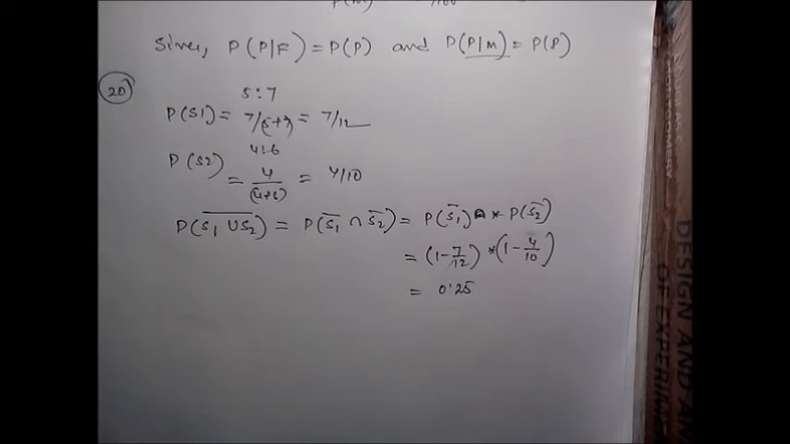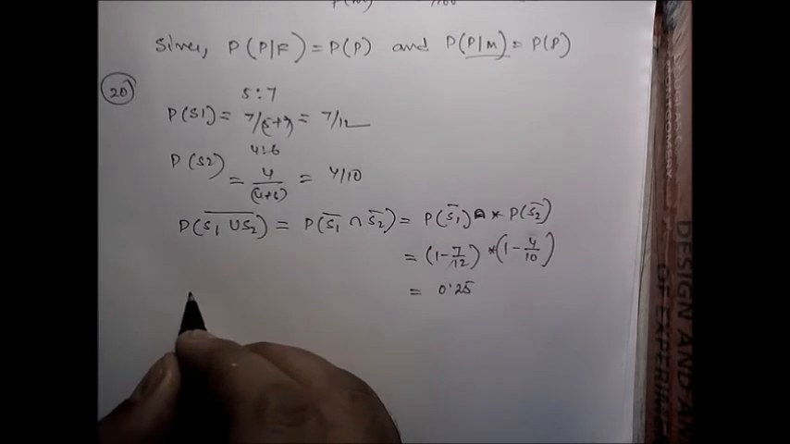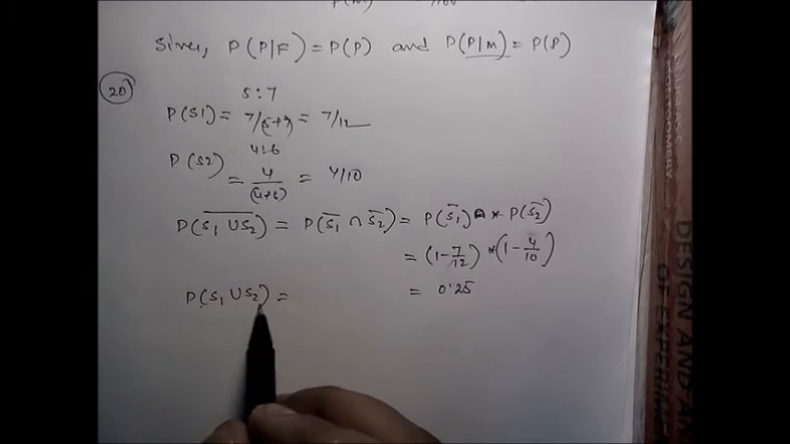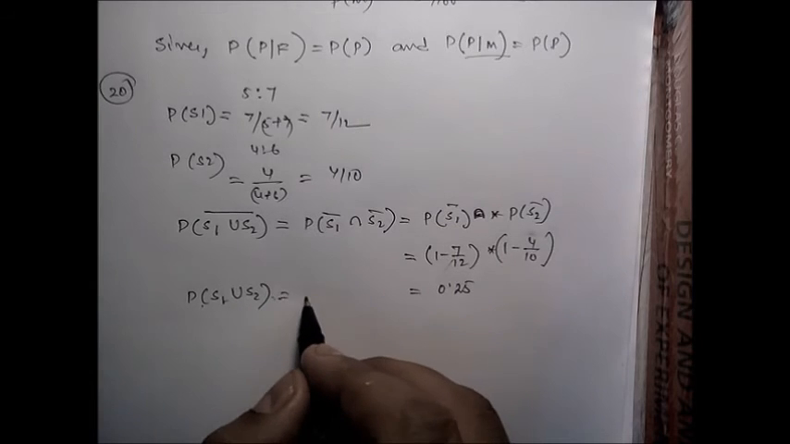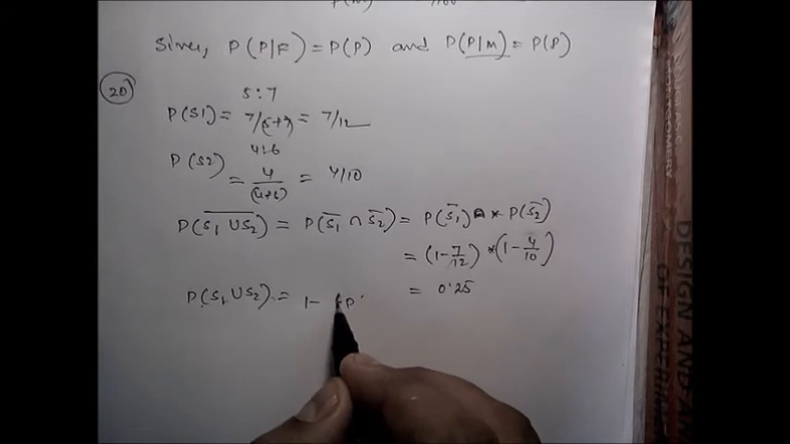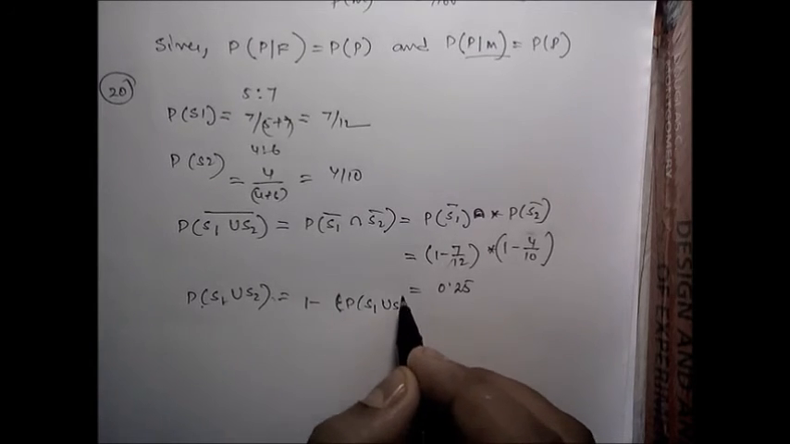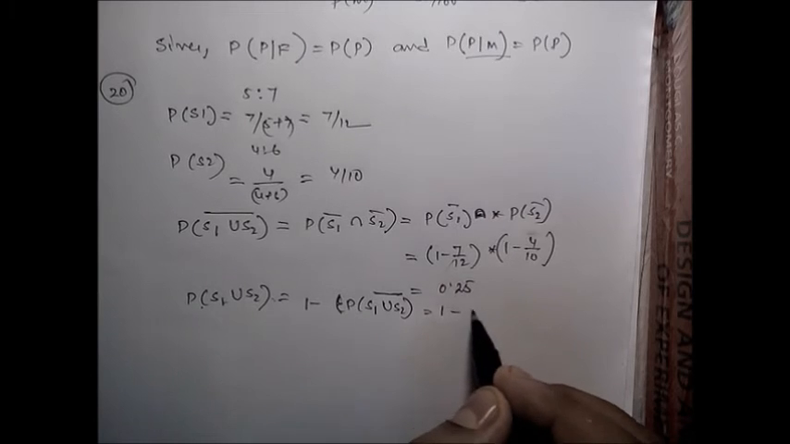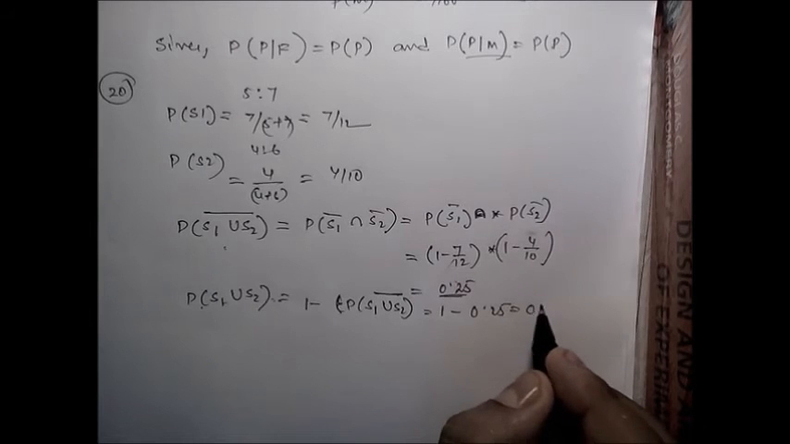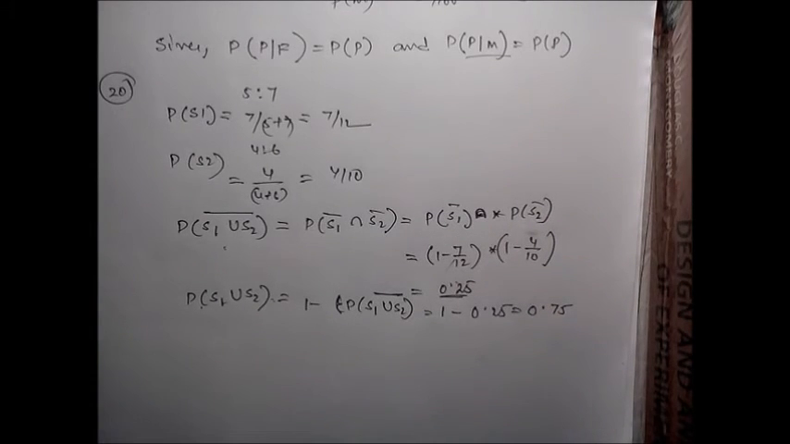Clear? Second question: determine the probability that the problem will be solved. So the problem will be solved means what? Anyone can solve it. So S1 union S2, that means S1 can solve it, S2 can solve it, or both can solve it. So we can write 1 minus probability of (S1 union S2) bar. So 1 minus 0.25, because you have already computed it. Clear? So 0.75. Okay, so very simple.